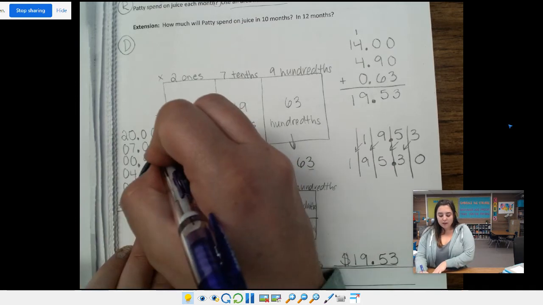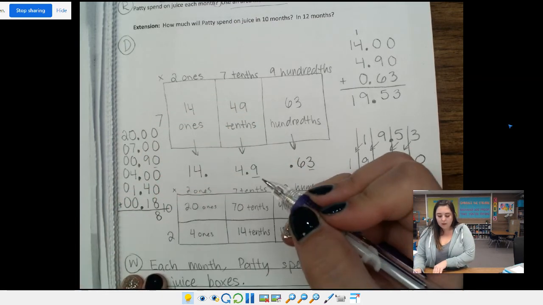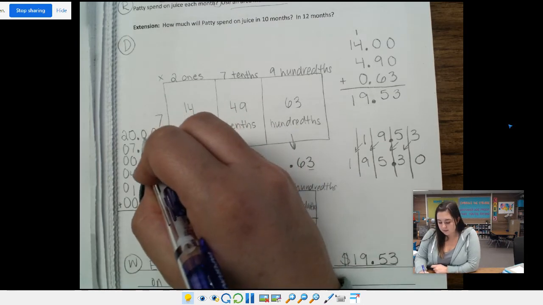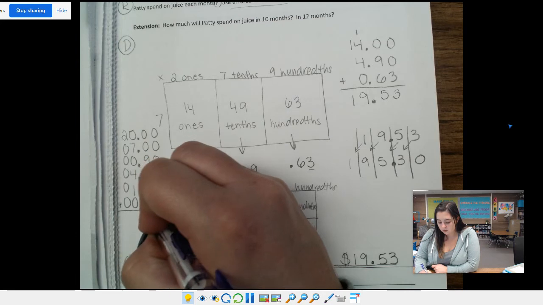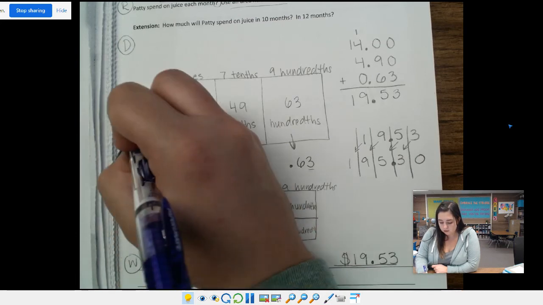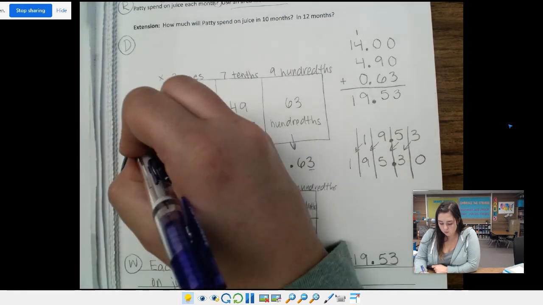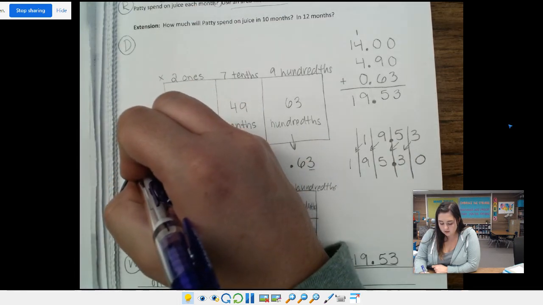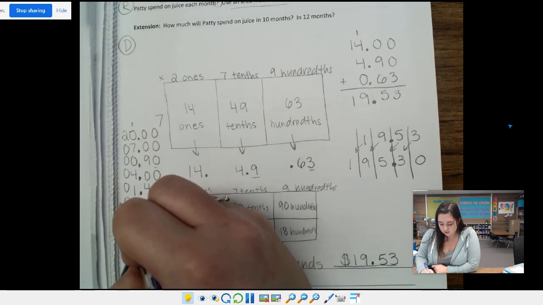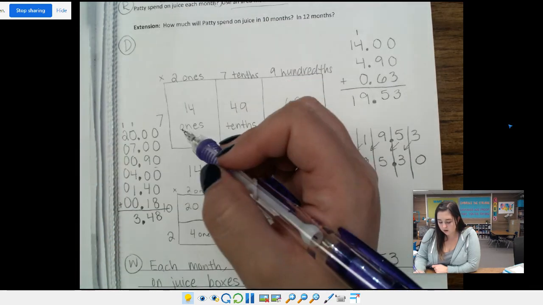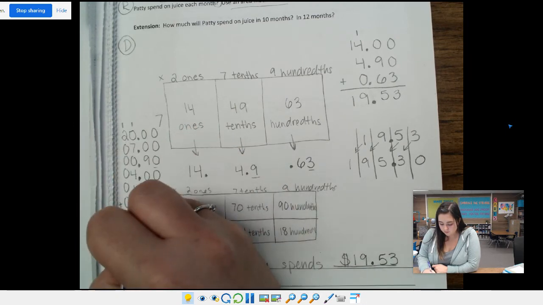So in my hundredths place, 0, 0, 0, 0, 0, 8. In my tenths place, I have a 9, plus a 4 would be 13, plus 1 would be 14. Not going to forget my decimal. Then I have 1 plus 7 is 8. 8 plus 4 is 12. Plus 1 is 13, carrying over my 1. Then I have 1 plus 2 is 3, and that's it.